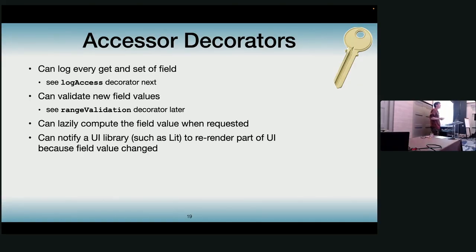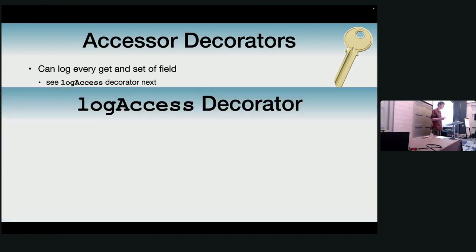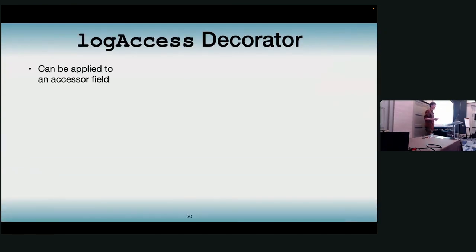Thinking about web components, sometimes when the value of a property changes, you need to notify a library that something changed, and so you need to update the UI or re-render some part of it. That would happen in a library like Lit, and I could use an accessor to let Lit know that the property changed. All right, so let's look at what I would do if all I want to do is log out every time I access a field, either getting or setting.